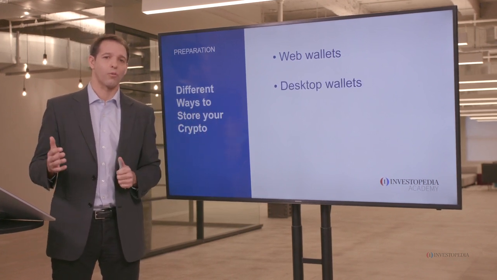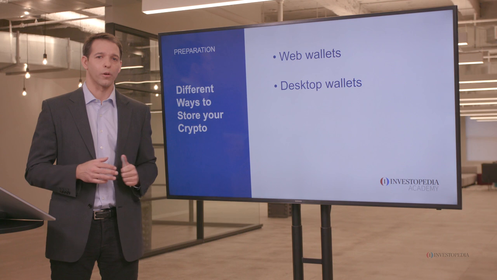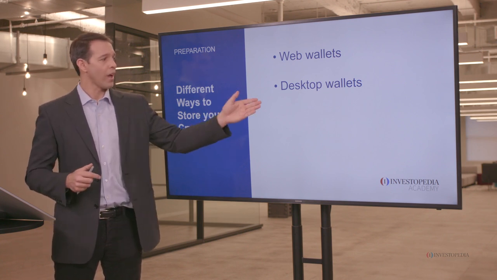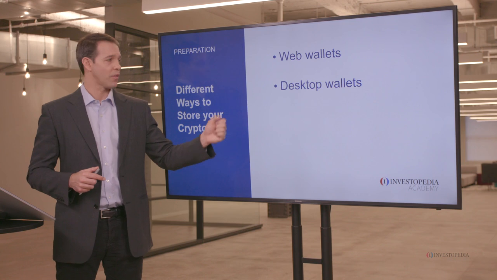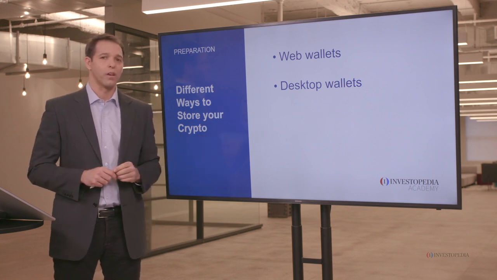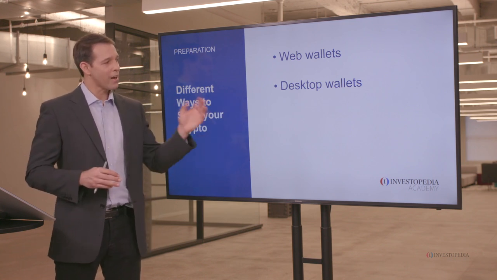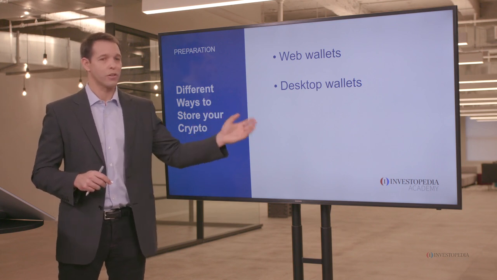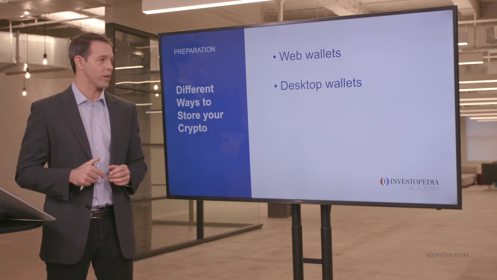Now, the second type of wallet is known as a desktop wallet. So this is a piece of software that you can download to your computer, and you can move your private keys in there. And so the only access that someone would have is if they have access to your computer. The problem with this is if you download malware or some type of virus, someone can hack into your desktop wallet and move your coins elsewhere.